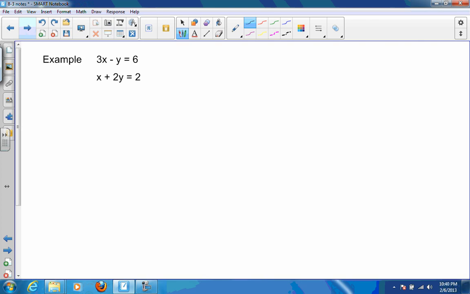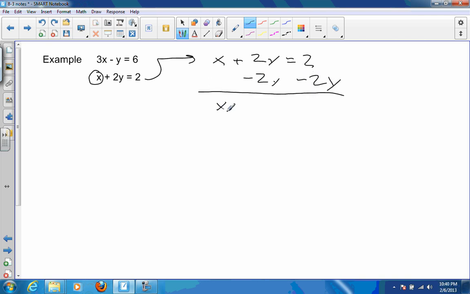All right, let's go through our first example here. If we look at these equations and we look at the second one, x is all by itself in the second equation. When you get a variable that's all by itself, that is the easy one to solve for. So let's pick this one and solve for x. I have x plus 2y equals 2. I'm going to solve for x. I'm going to subtract 2y from both sides. Minus 2y, minus 2y. That gives me x is equal to negative 2y plus 2.